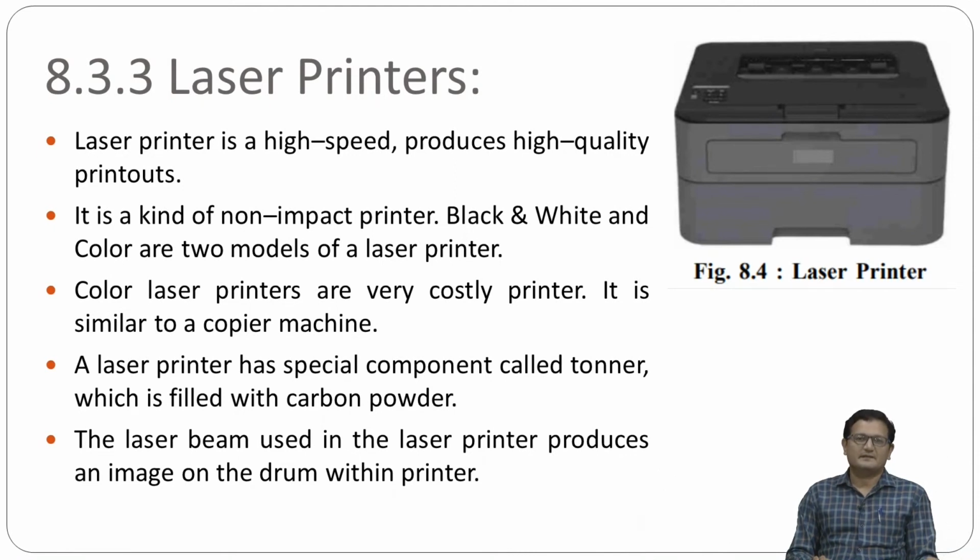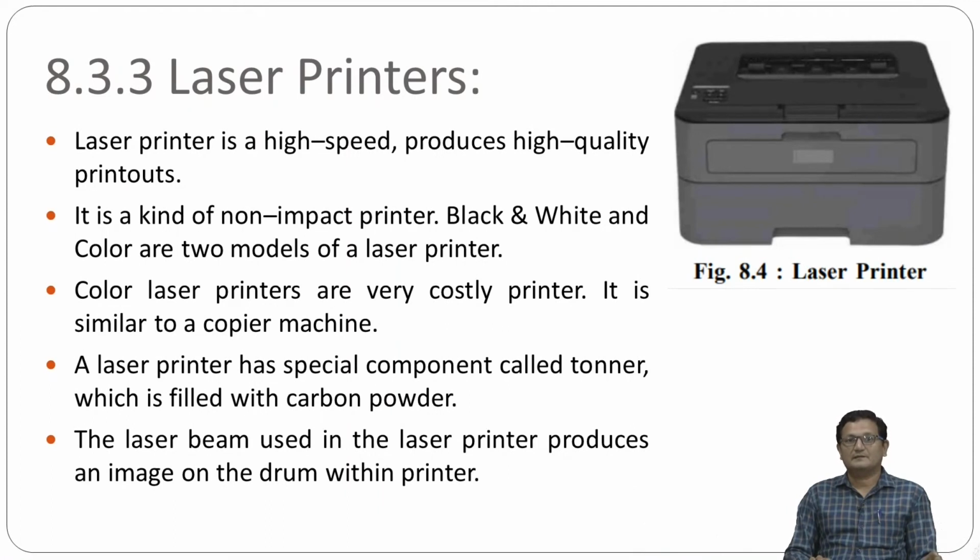Usually two types of printers are available in the market. One is a black and white laser printer, and another one is a color laser printer. The cost of the color laser printer is much higher than the black and white laser printer, right? So let's suppose if you want to buy a black and white laser printer, you will be able to get it from 7,000 rupees to 12,000 rupees. But if you want to buy a color laser printer, obviously the cost will be more than 45,000, right? So the color laser printer is very costly.